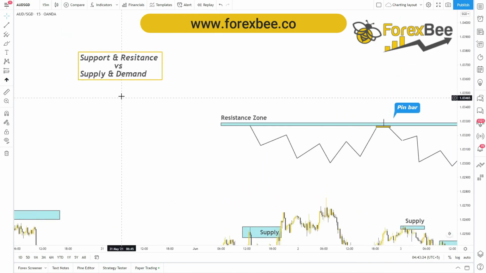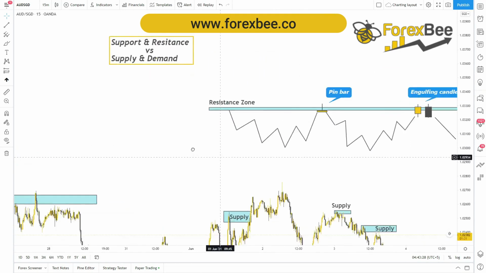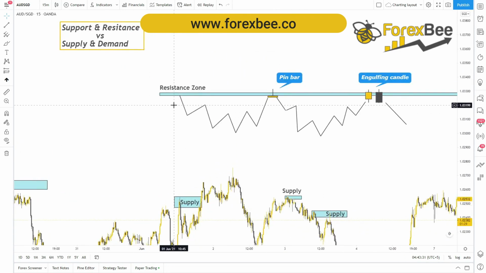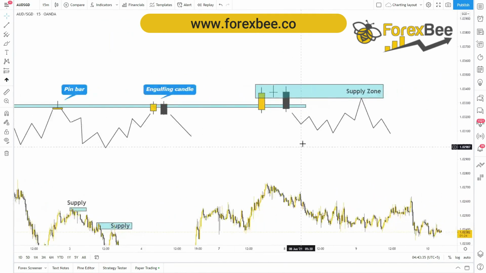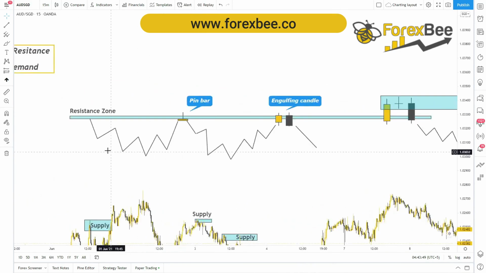If I have to conclude all this in one line: at a support or resistance zone the price bounces back after touching that zone, but at a supply or demand zone the price reaches that zone in order to fulfill the pending orders placed by big institutions or banks, and then continues its trend. At a resistance or support zone it bounces back after touching that zone, or it breaks through that zone at some level as well.